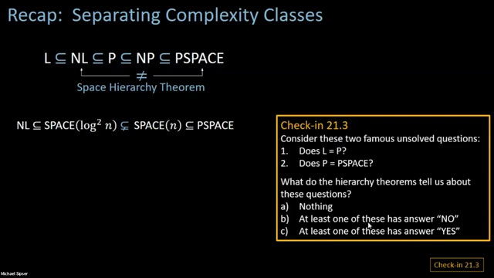Okay. Yes, in fact, we know that these are separated. Even though we don't know if L equals P or P equals PSPACE, they can't both be equal, because then L would equal PSPACE, and we know that's false. So at least one of these has answer no.